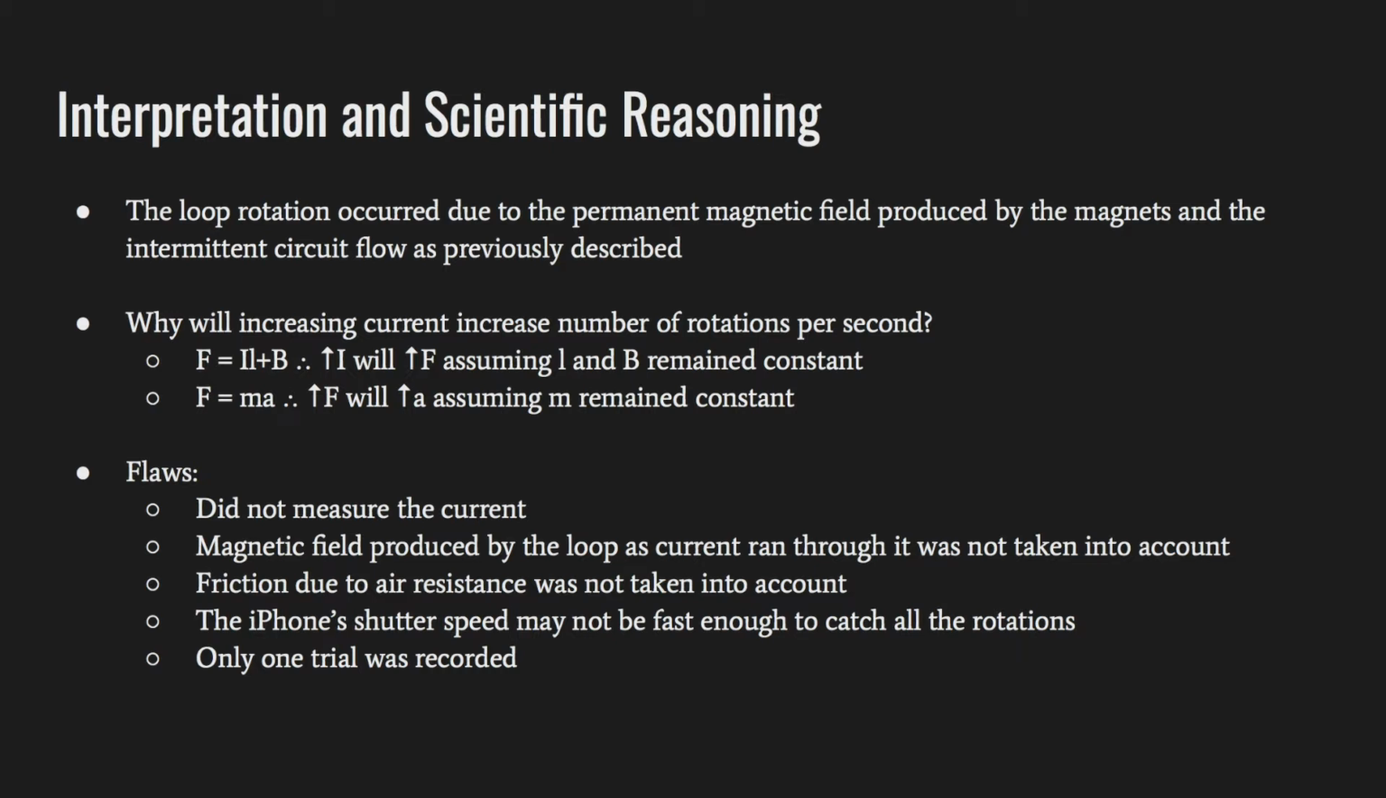Some flaws we noticed were we did not measure the current. We noticed that the magnetic field produced by the loop, as well as friction due to air resistance, were not taken into account. And then the iPhone shutter speed may not have been fast enough to catch all rotations. We also had only 1 trial recorded.